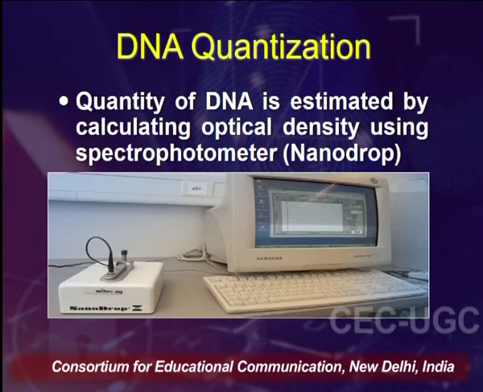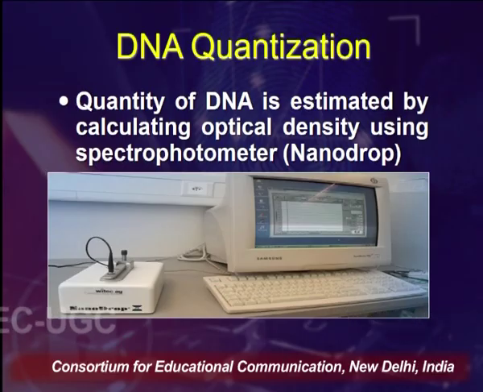The quantity of DNA can be estimated by calculating the optical density using a spectrophotometer. We can use a UV visible spectrophotometer as well as we can use the NanoDrop machine. So, the DNA quantization is done after the DNA extraction to know how much quantity of DNA has been extracted from the given sample. DNA quantization will also vary from sample to sample.